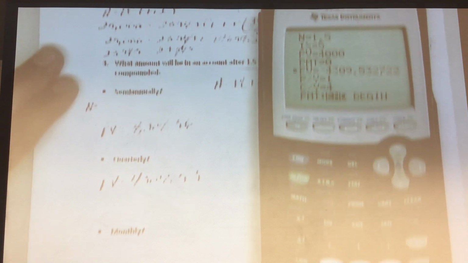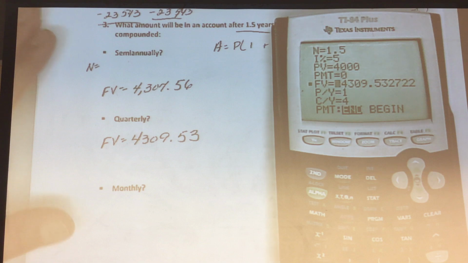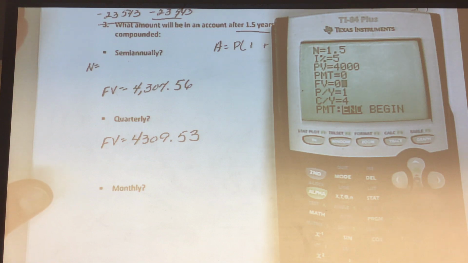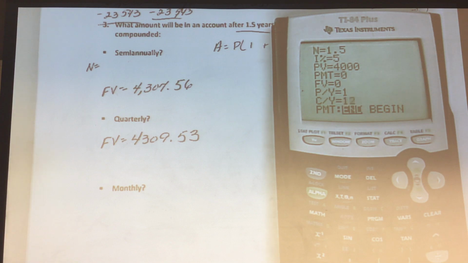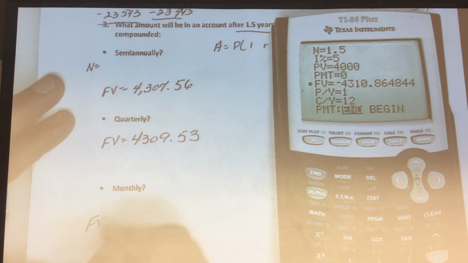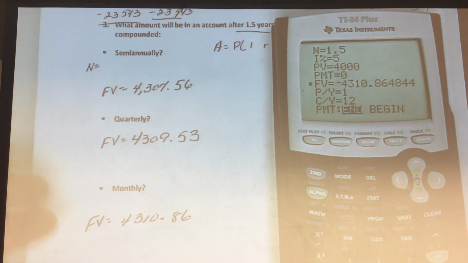Moving on to the next, compounded monthly. Again, everything stays the same. Let's take out the future value, and C/Y, compounded monthly, is 12 times per year. And alpha enter the future value. And we see here the future value is a little bit more. So $4,310.86 is what you're going to receive if your money is compounded monthly.